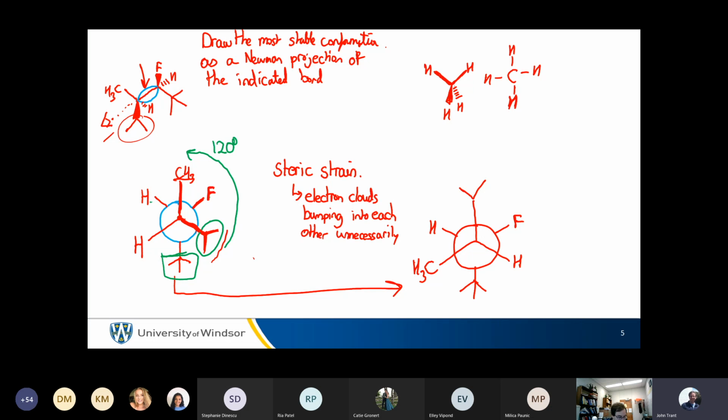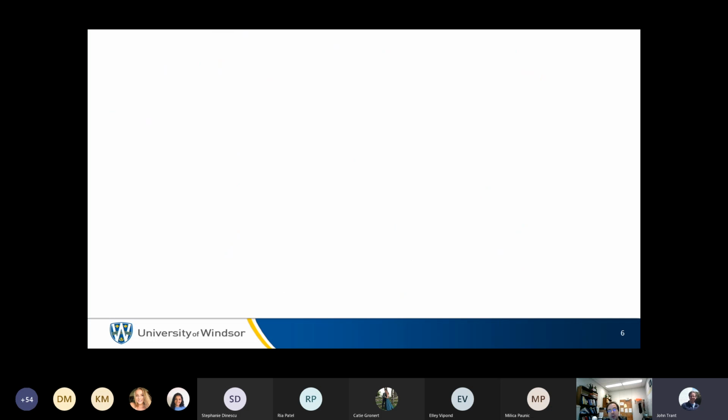Okay, now the other way this can go is, what if we need to go from a Newman projection to a line drawing? So let's say we had a Newman projection. Some whacked out molecule.